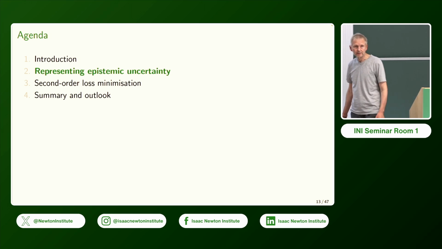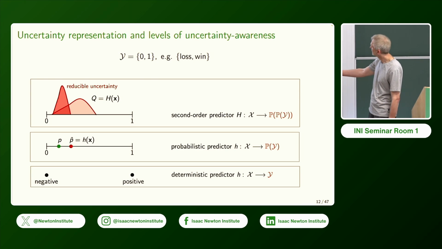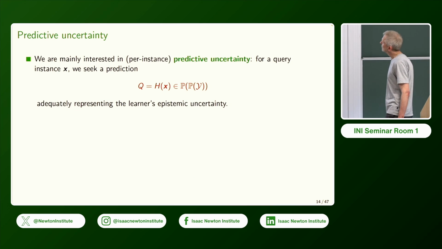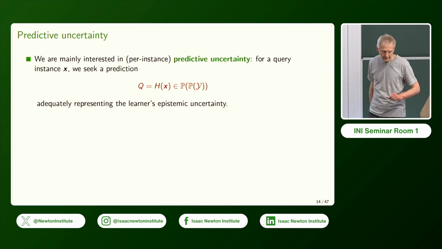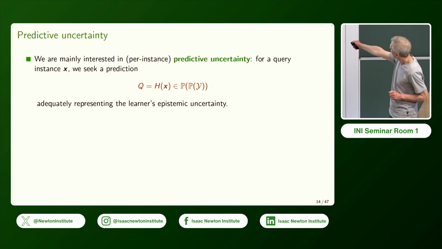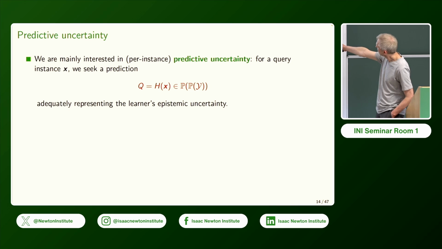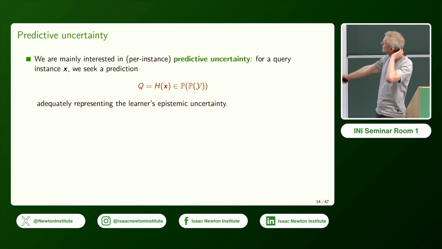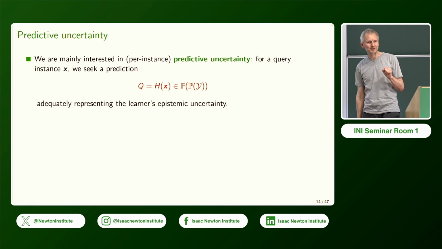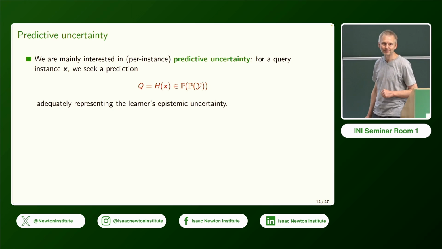Okay, so now the question is how can we come to such second order predictors, practically? Just let me repeat what we want. Now we are interested in learning a predictive model that delivers this type of second order predictions, which I call capital Q, delivered by a second order predictor capital H, which adequately represents the learner's epistemic uncertainty. And now the interesting question is, of course, what do I mean by adequately? I will come back to this in a minute.